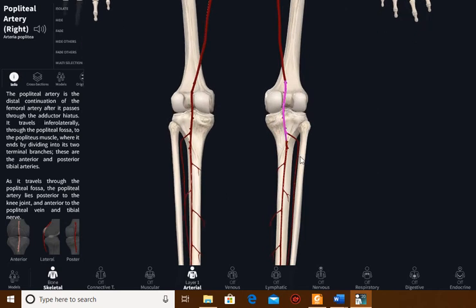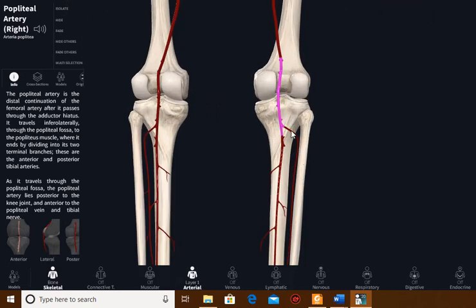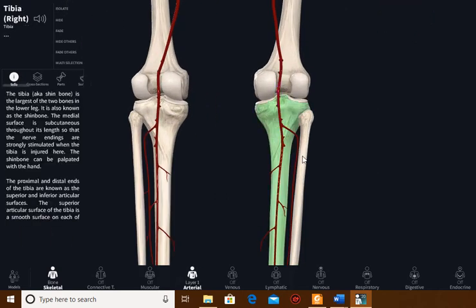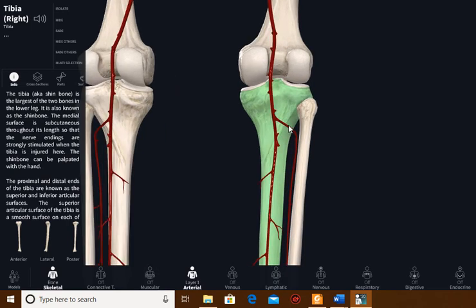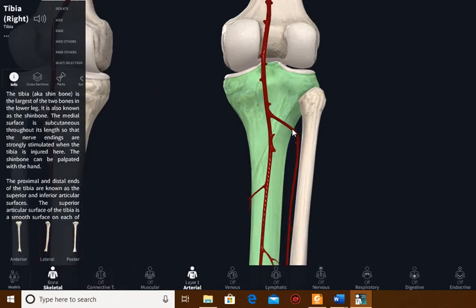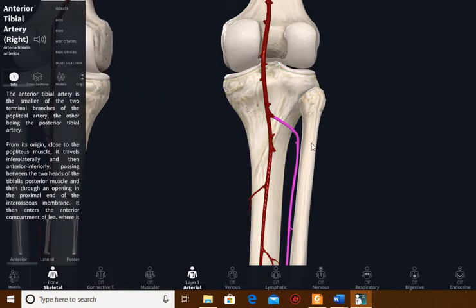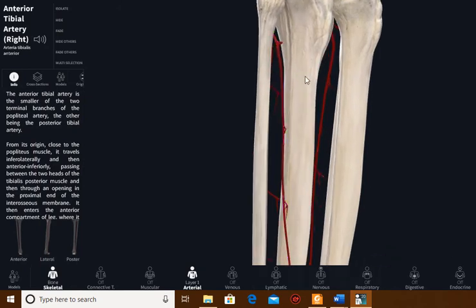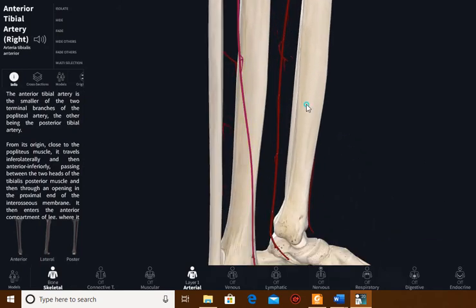And the popliteal artery is going to divide into two main portions. You have one portion here, and another portion posterior. The portion going anteriorly is going to be called the anterior tibial artery. So this is the anterior tibial artery, and it is going to pass anteriorly as such.